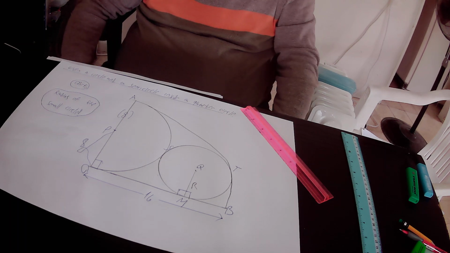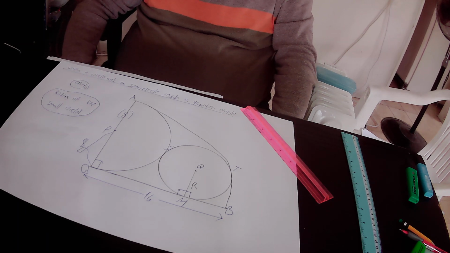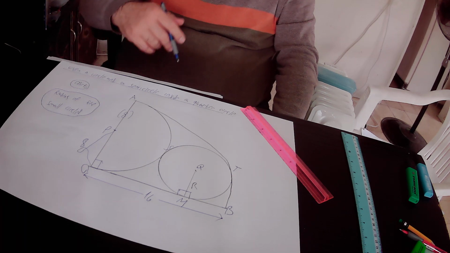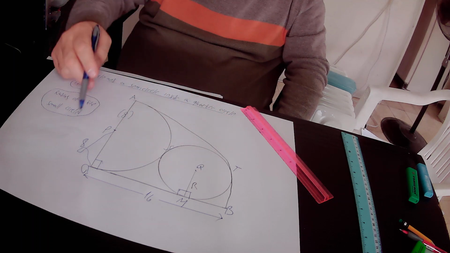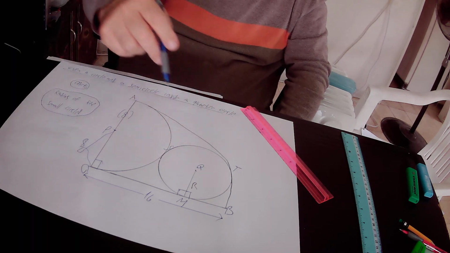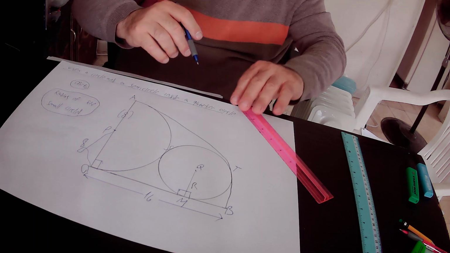In the next step, we will do a construction. That is to say, from the center of this small circle, that is to say, from point Q, we will draw a perpendicular on AO. Again, from point Q, we will draw a perpendicular on AO.